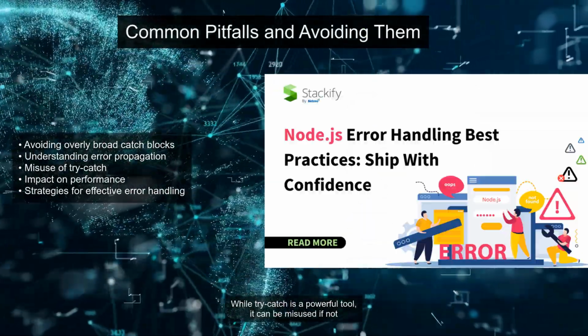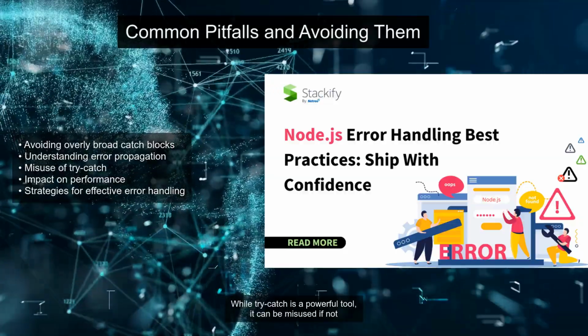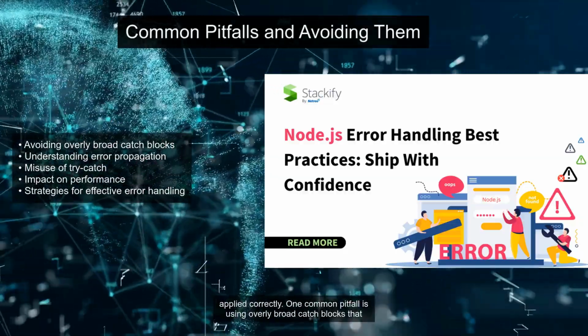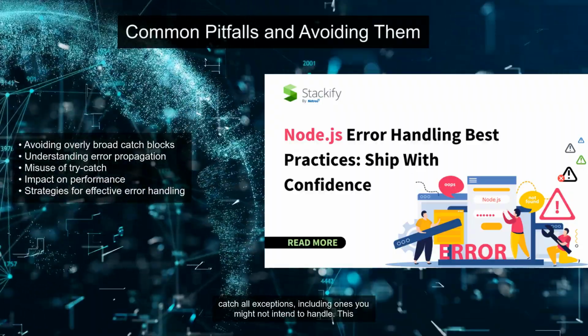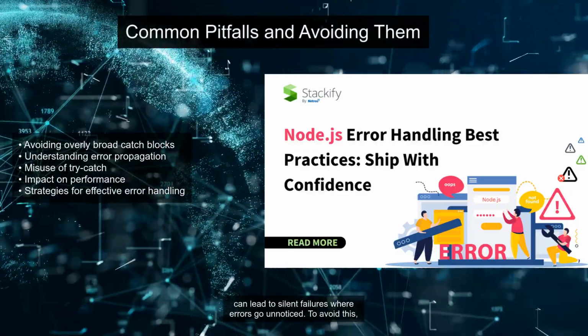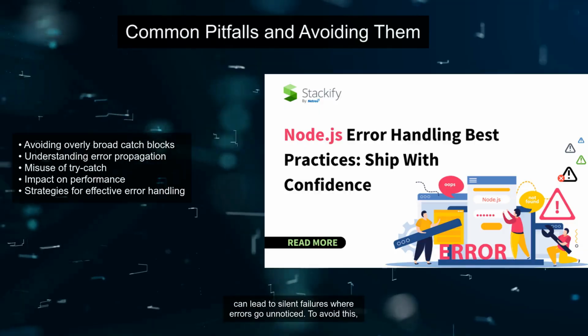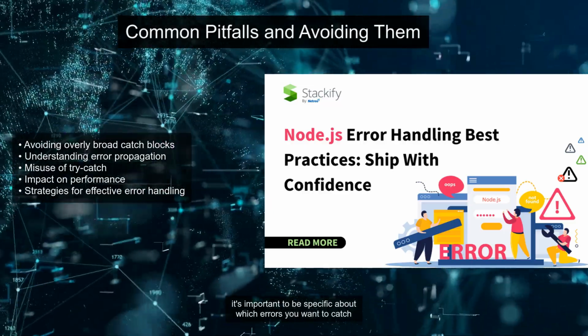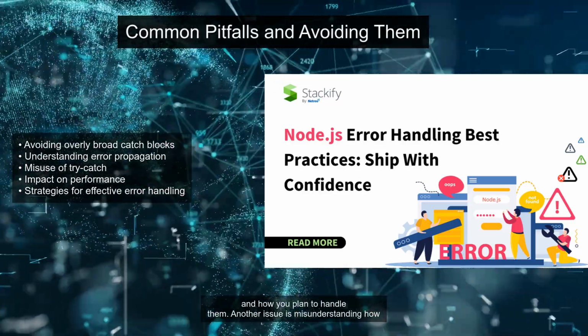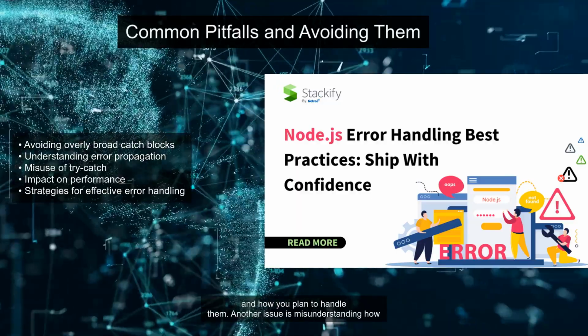While try-catch is a powerful tool, it can be misused if not applied correctly. One common pitfall is using overly broad catch blocks that catch all exceptions, including ones you might not intend to handle. This can lead to silent failures where errors go unnoticed. To avoid this, it's important to be specific about which errors you want to catch and how you plan to handle them. Another issue is misunderstanding how error propagation works.